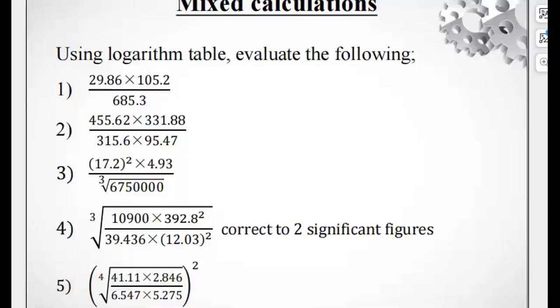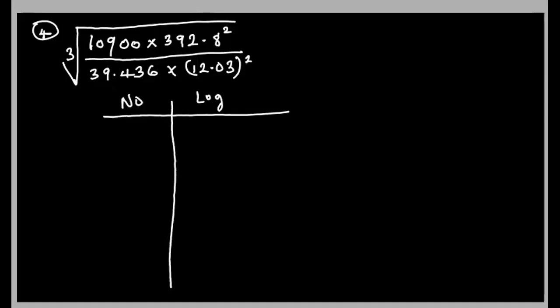So let's look at the fourth question. The fourth question says the cube root of 10900 times 392.8 all squared divided by 39.436 times 1203 squared. So how can we tackle this problem? It looks quite complicated, but let's do justice to that little by little.